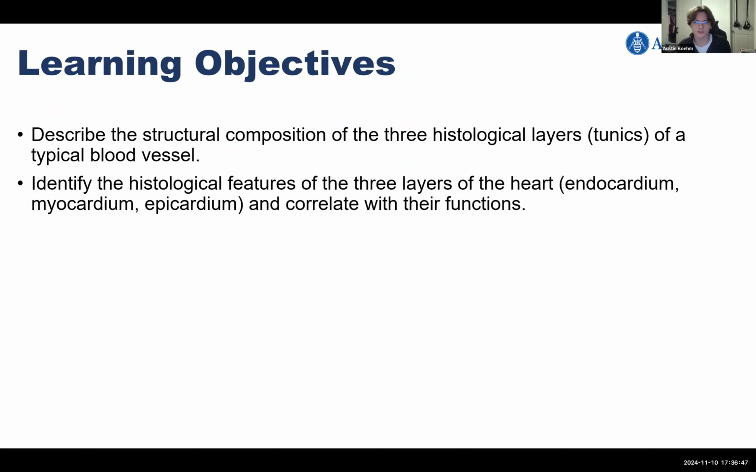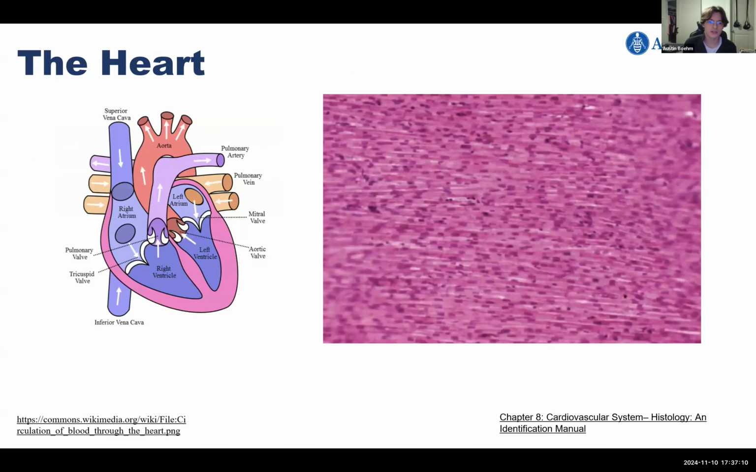As for today, our learning objectives: we're going to try to describe the structural composition of the 3 histological layers of a typical blood vessel, which are referred to as the tunics. Then we're also going to identify the histological features of the 3 layers of the heart, which are the endocardium, myocardium, and epicardium, and talk about some of their functions. You just went over the anatomy of the heart. This is just another picture of what that would look like on histology.